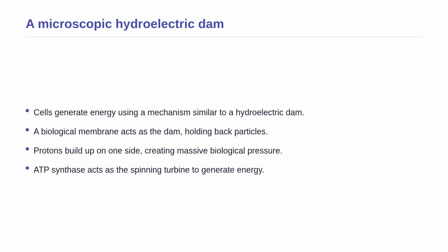But instead of water, your cells use tiny charged particles called protons. Instead of a concrete dam, they use a biological membrane. And instead of a metal turbine, they use a spectacular spinning protein called ATP synthase to generate ATP, the chemical energy currency of your body.